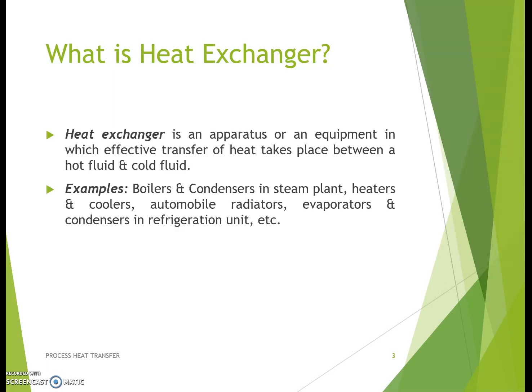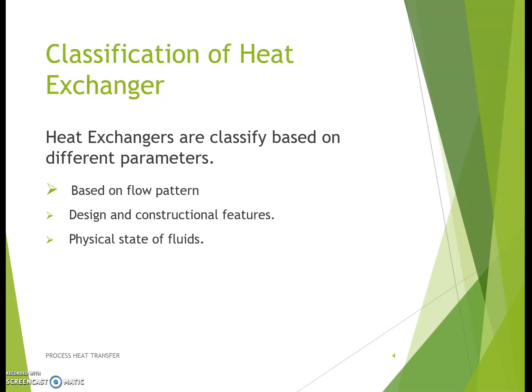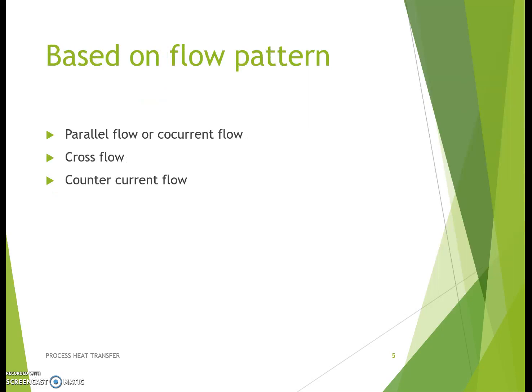The examples of various heat exchangers used in chemical industries are boilers and condensers, heaters and coolers, automobile radiators, evaporators and condensers, etc. Now, the heat exchangers are classified based on different parameters, like flow pattern, design and constructional features, and physical state of fluids. Let's start with the classification based on flow pattern. Based on flow pattern, heat exchangers are classified as parallel flow or co-current flow, cross flow, and counter-current flow.